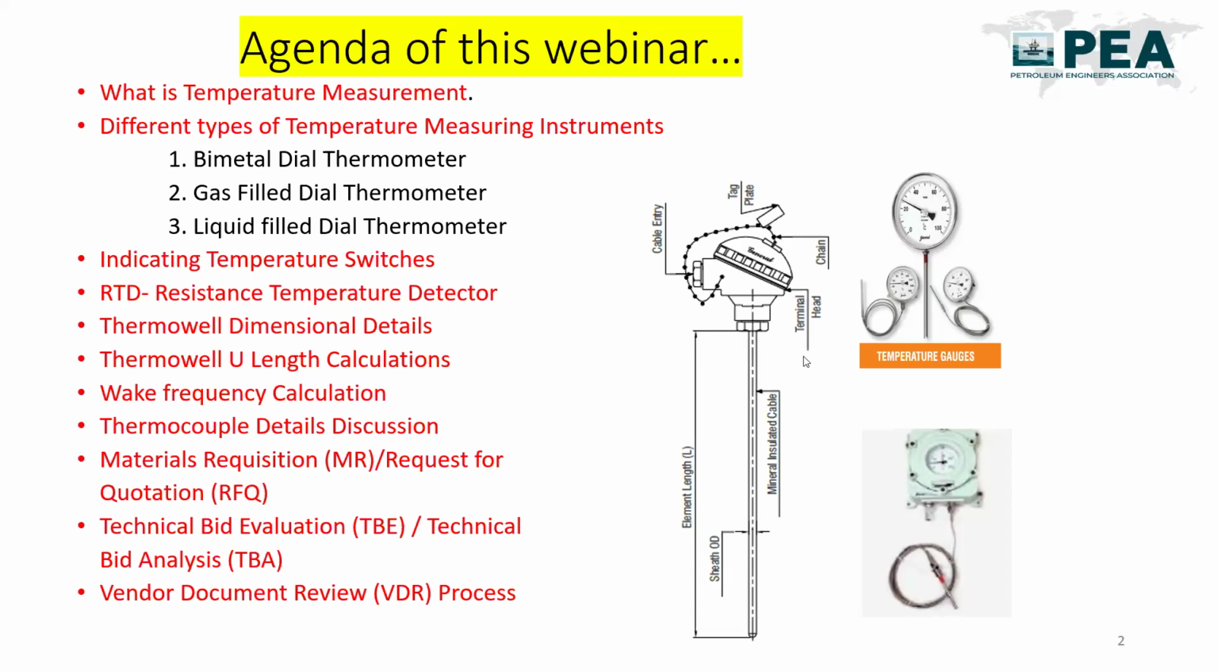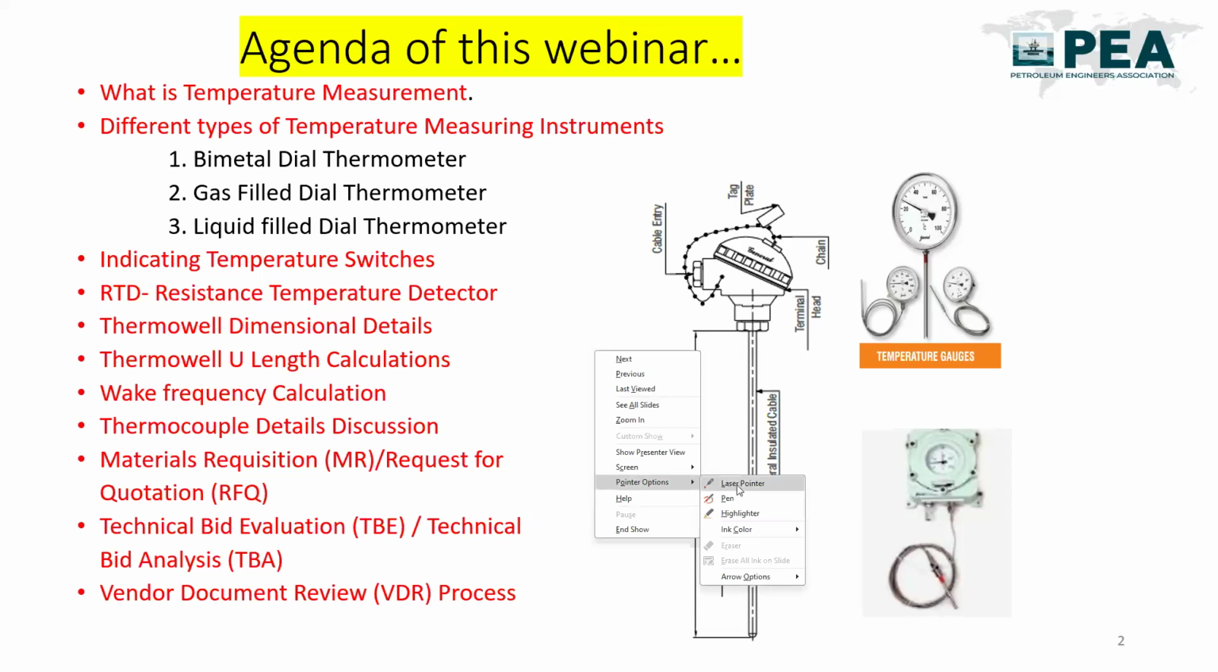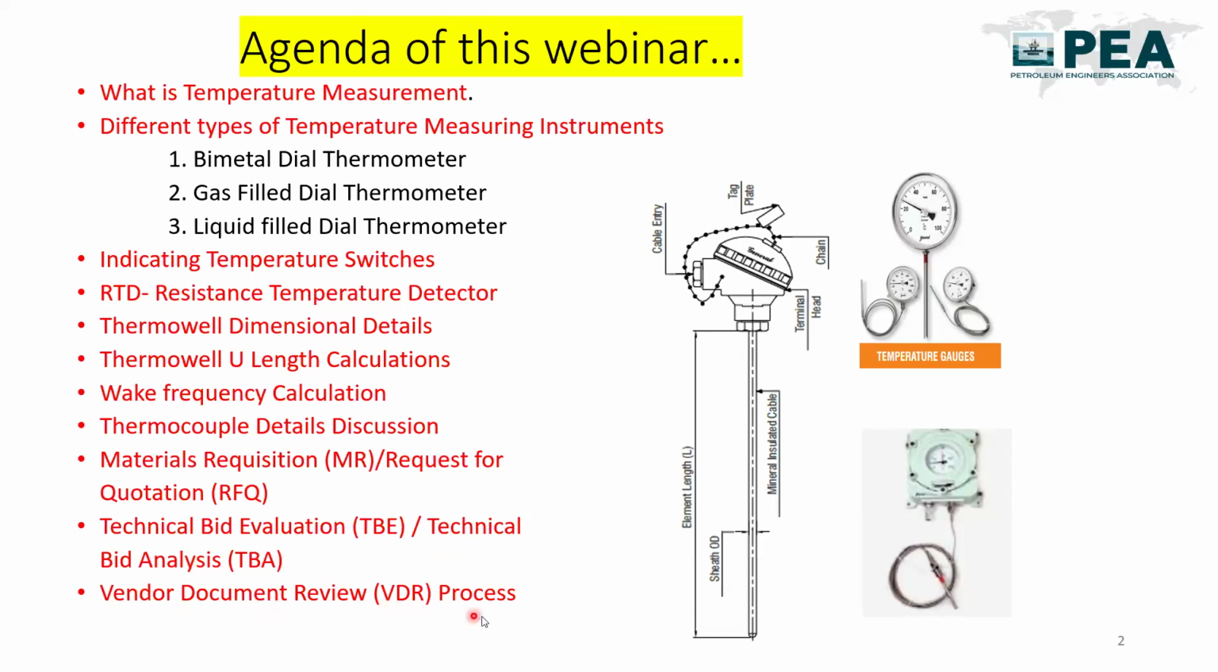Apart from this, for all these temperature measuring instruments, we will discuss the material requisition, that is the request for quotation process: how we prepare the material requisition, and how we do the technical bid evaluation, that is TBE, we say TBE or TBA. After that, vendor document review, that is, the different processes to do the vendor document review. So these are the agenda items we are going to discuss, and this is certainly going to help you throughout your career.